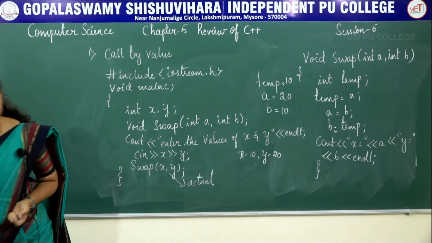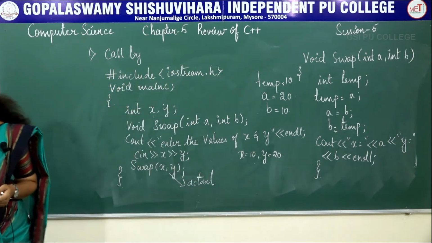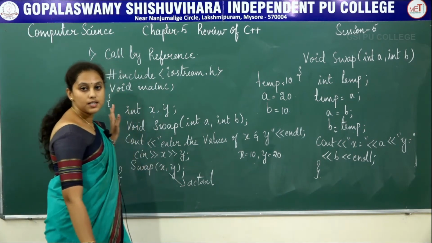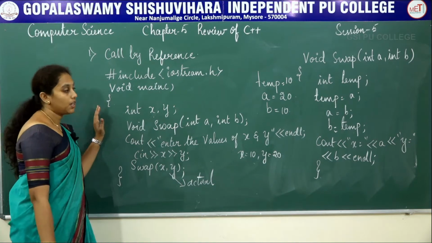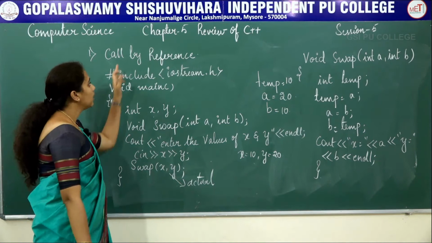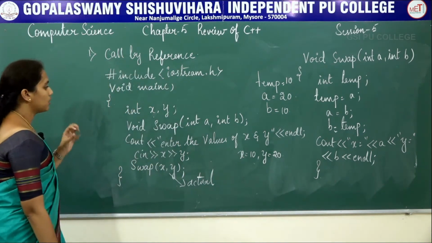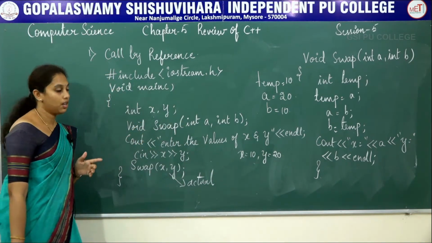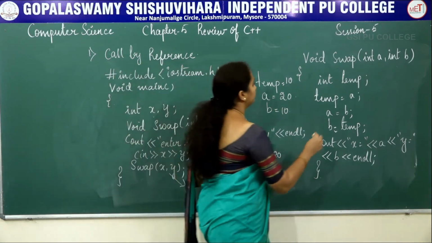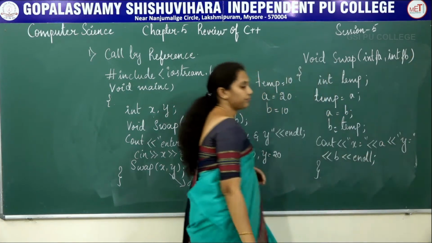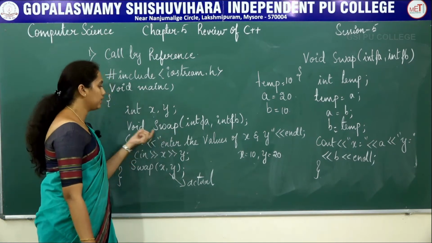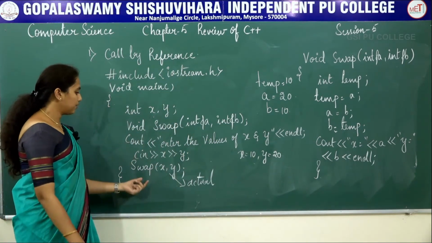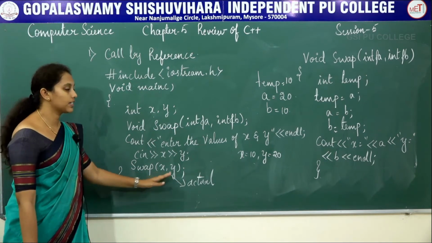Next type is call by reference. Yes, this is our call by reference concept. Using the same program, we can understand the concept of call by reference. Here, a small change we have to make in void swap. Here we are referring to the actual parameters. See here in the function declaration what we have done: void swap int ampersand a comma int ampersand b. Next, in the function call, as usual we are passing the values x and y here.